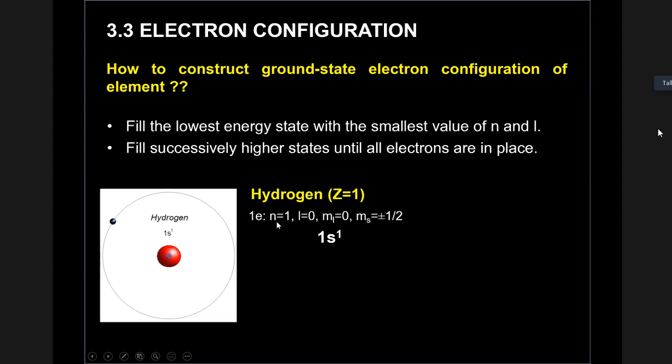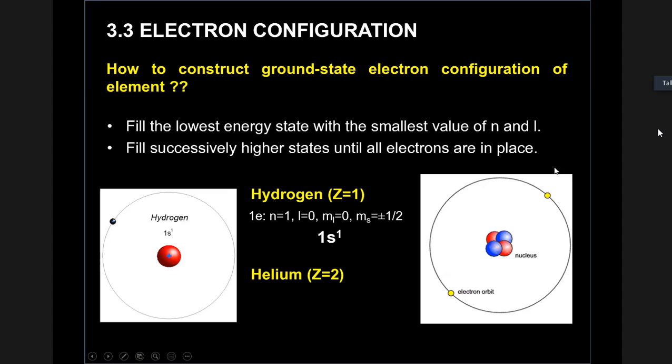It is n equal to 1, L equal to 0, and ML equal to 0, MS equal to plus or minus a half. It depends on. Yes, and helium, for example, you will have 2 electrons, and 2 electrons will have different values of MS. Yes, only different in MS.